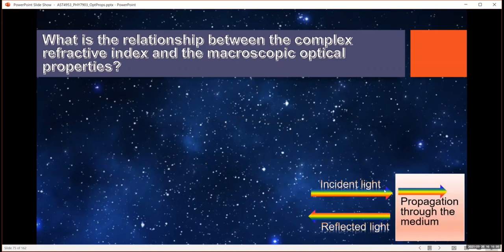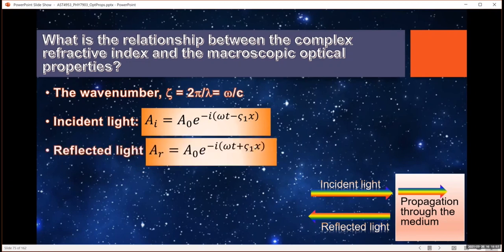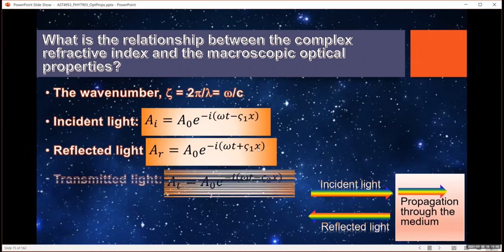So again, here we've got the incident light, reflected light, and the light that's propagated into the material. And a reminder here that we have the wave number given by this zeta symbol, which is 2 pi over lambda, which is the same as omega over c. Our incident light is given by this equation, where this is the wave number. And our reflected light is basically the same, but moving in the opposite direction. So this symbol becomes positive instead of negative, but the speed is going to be the same. The transmitted light is now moving in the same direction as it was as the incident light, but it now has a different speed because it's moved into that new medium.